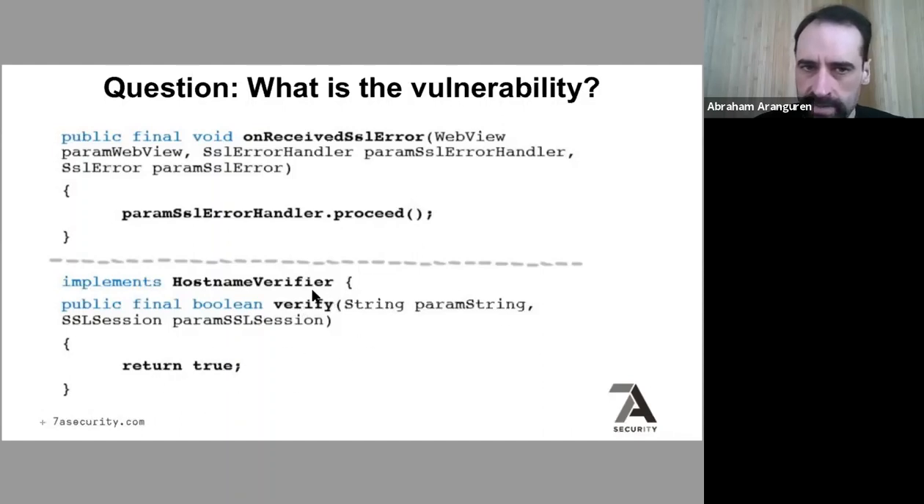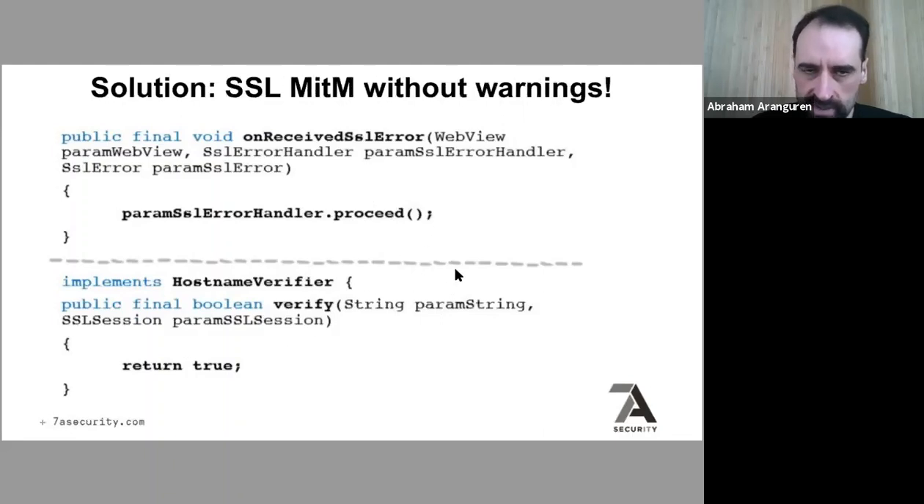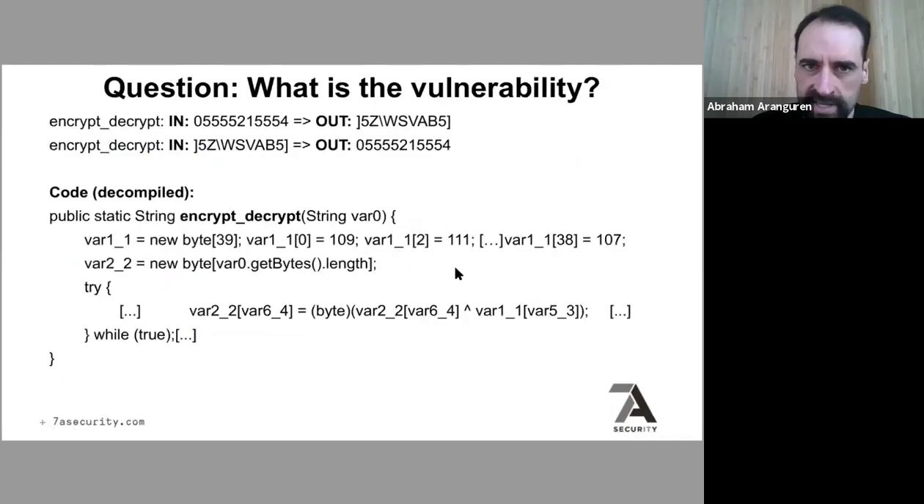So whatever the problem is with the hostname, they're just going to skip the validation, right? So this is skipping the validation of SSL errors, and this is skipping the validation of hostname verification. So in essence, you can man in the middle with a regular self-signed certificate, and you can man in the middle without warnings. Yeah, SSL man in the middle without warnings.